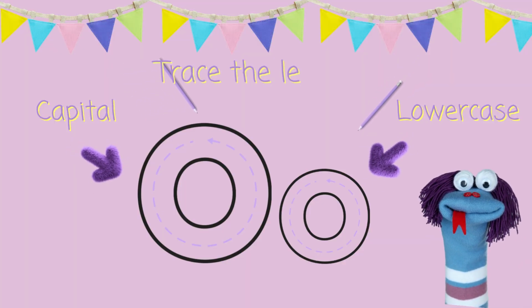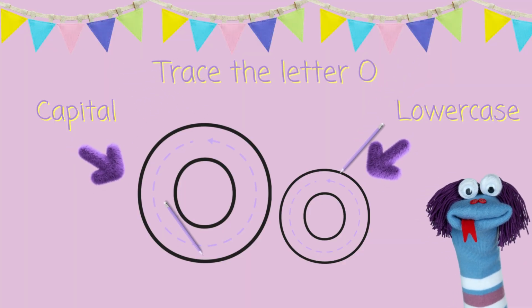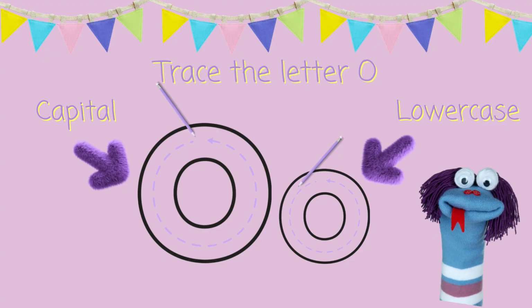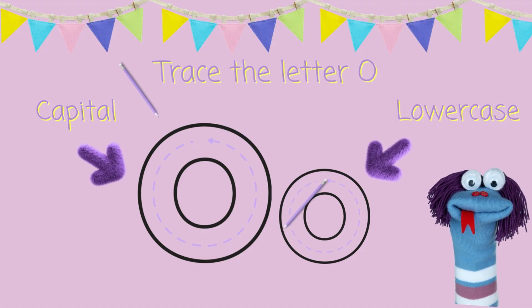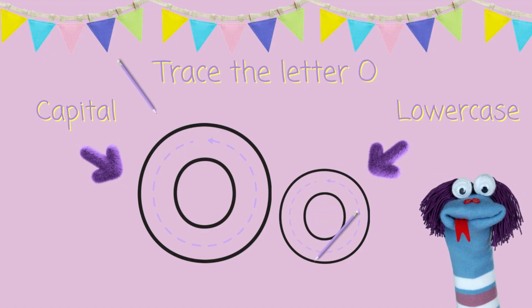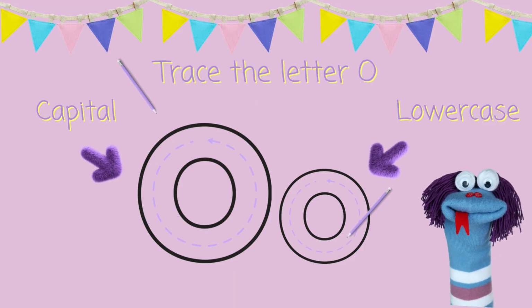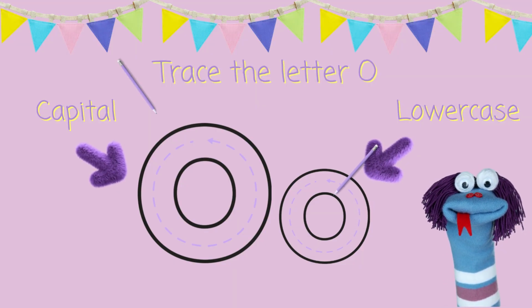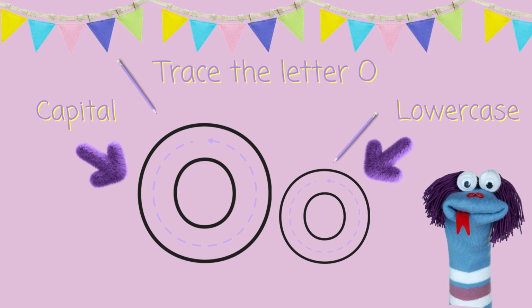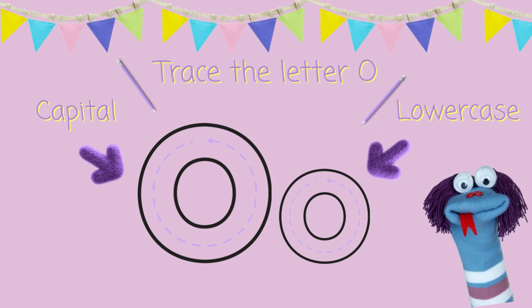Let's write the letter O together. Start at the top. Big curve. Keep going. Stop. Let's write the lowercase o together. Start at the top. Little curve. Keep going. Stop. Good job.